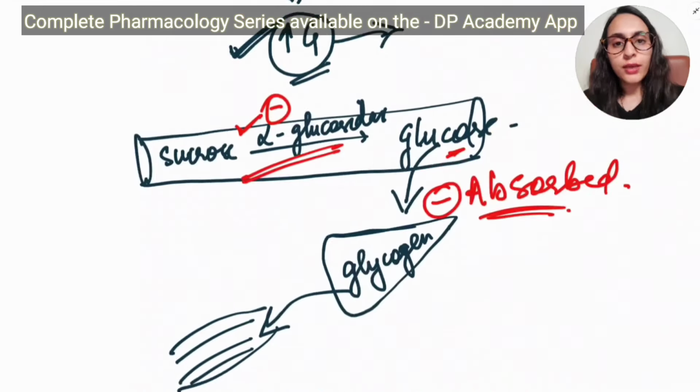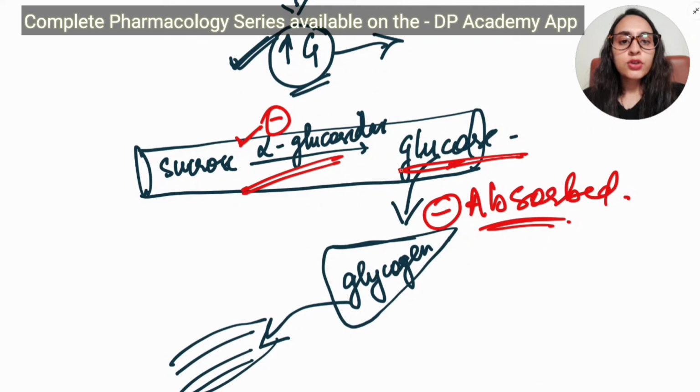You can also inhibit the sucrose to glucose transformation. By inhibiting the alpha glycosidase enzyme, you can inhibit the conversion to glucose. Also, you can inhibit the absorption of the glucose.